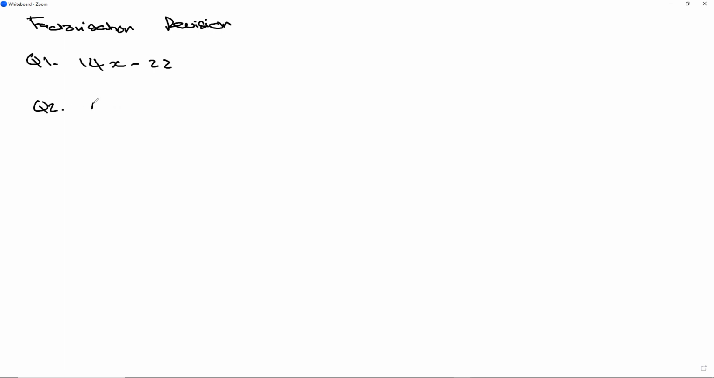Question 2: 44 plus 20j plus 48p. I'm trying to make each question completely different from the previous one. Right, so the next one, question 3, is 2d squared plus 7d.